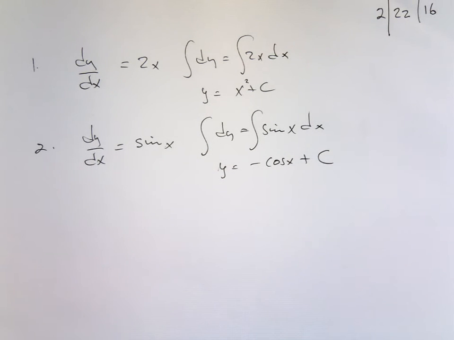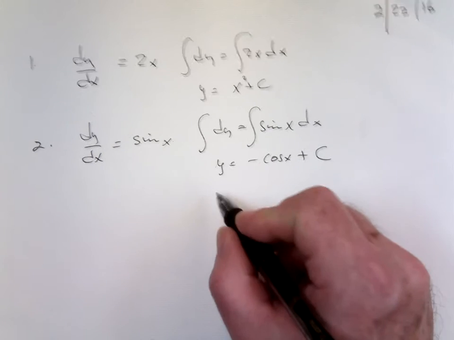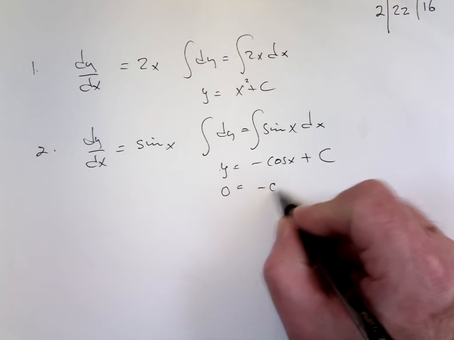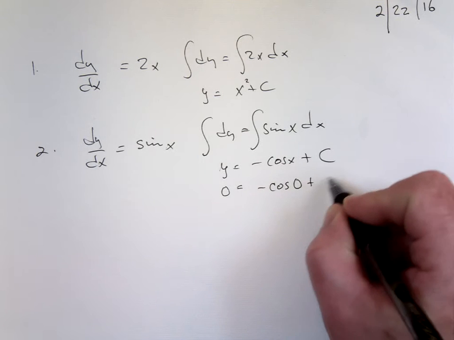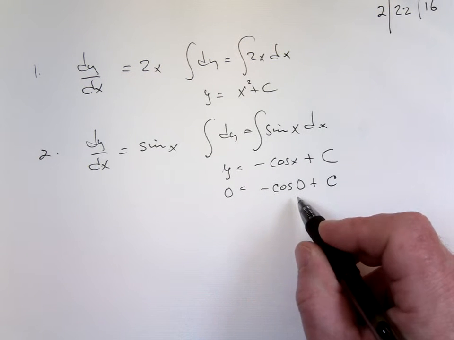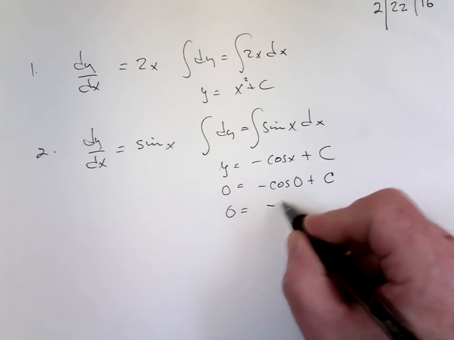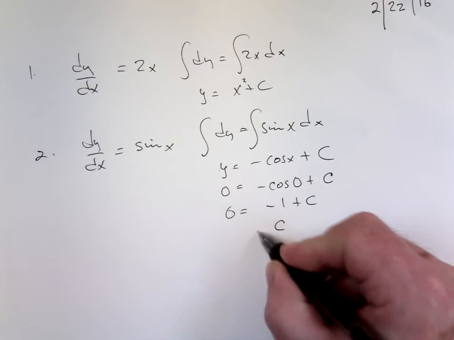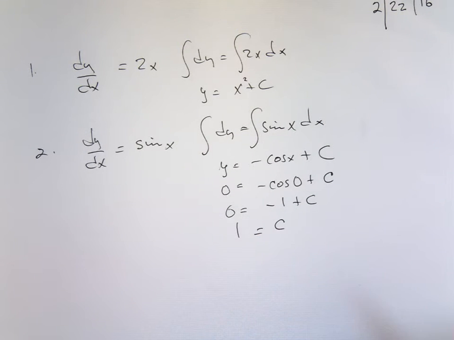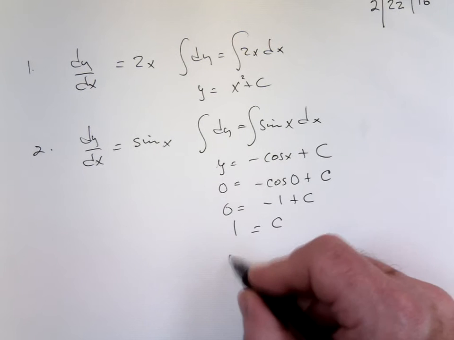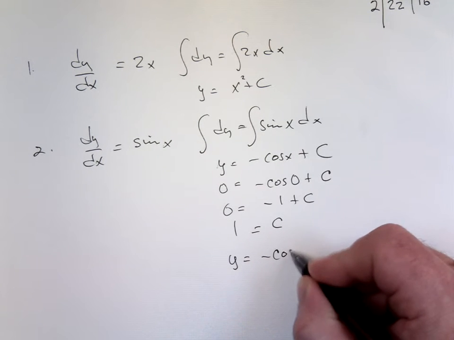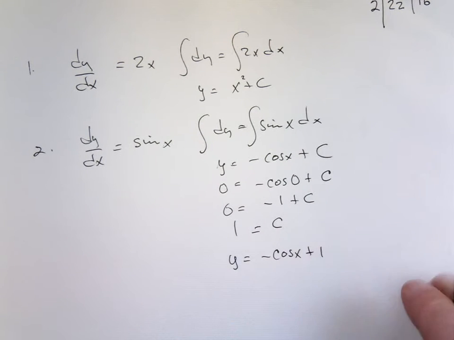Now, we're given an initial condition, namely, we have to contain the point (0, 0), so y is 0 when x is 0. Cosine of 0 is 1. C, therefore, is equal to 1. The answer: y equals the opposite of cosine plus 1. Okay?